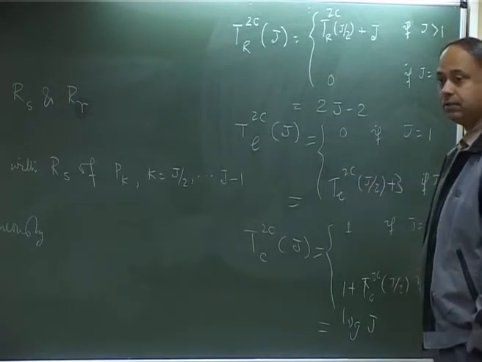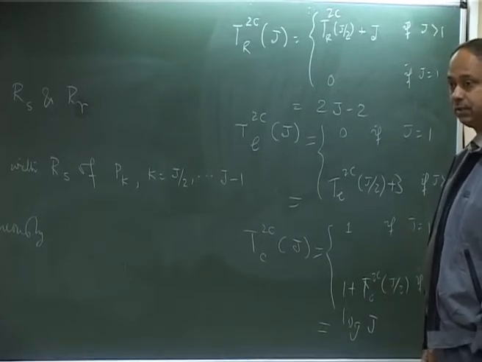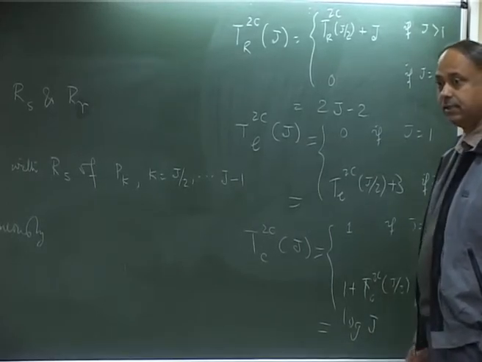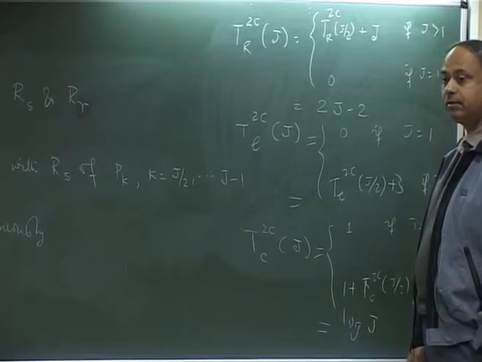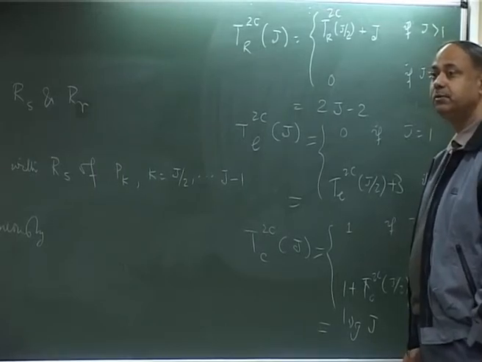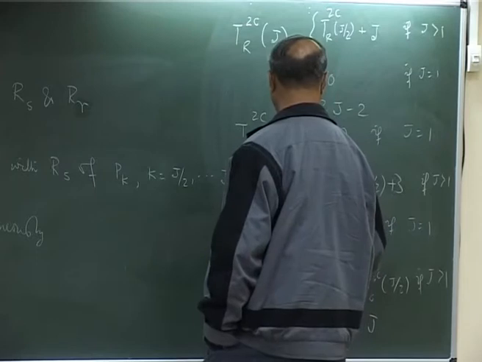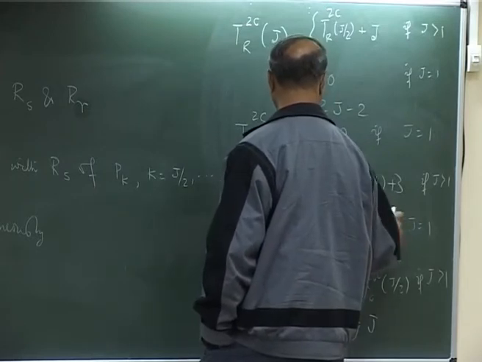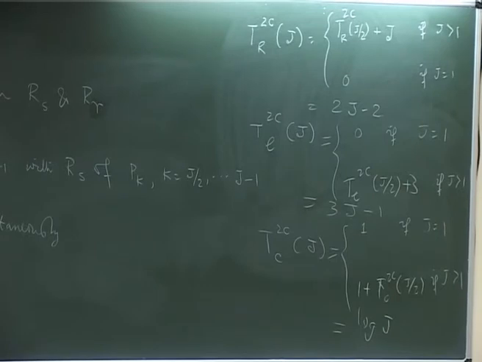3 log? No impact on 0? Yes, sir. 3 log J minus 1? Yes. Are you sure? So if I put J equals to 1, then it becomes 2. Tell me, 3 log J minus 1 or... suppose J equals to 2, the answer should be? J equals to 2, the answer should be? 3. J equals to 3, the answer should be? J equals to 4, the answer should be?